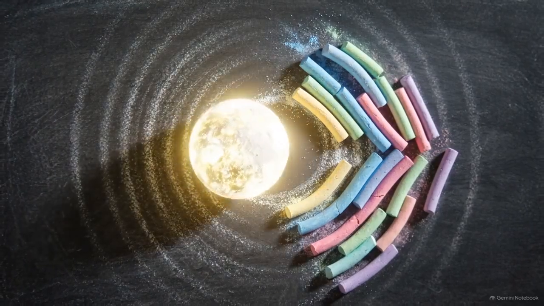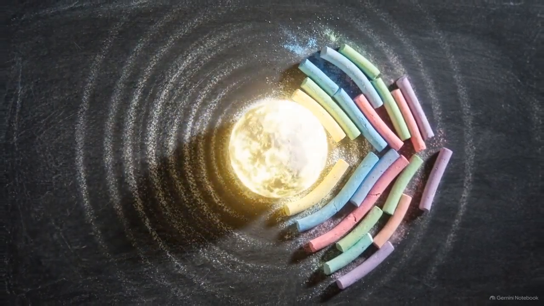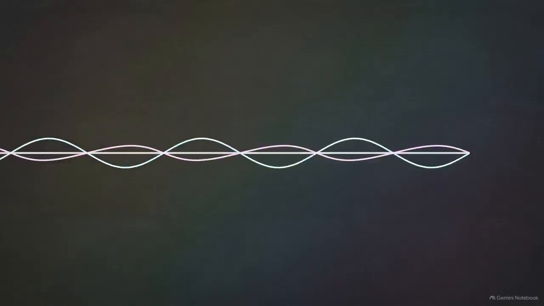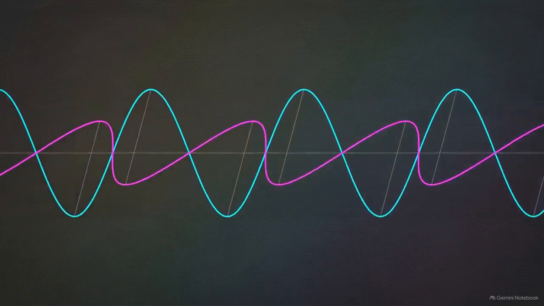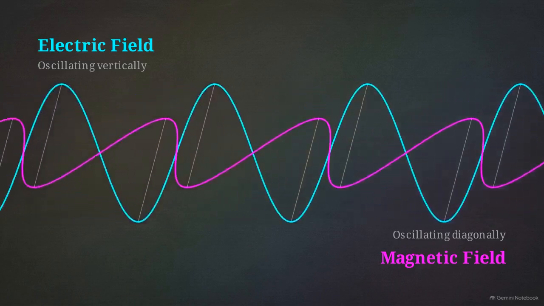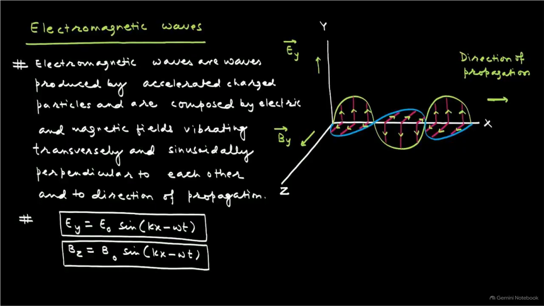Every time a charged particle accelerates, it sends a ripple of energy radiating out into the vacuum of space. This ripple is a dual structure built from two entirely distinct forces, an electric field and a magnetic field, locked together in perpetual motion. Looking at this 3D coordinate system, we can see exactly how these fields are arranged.